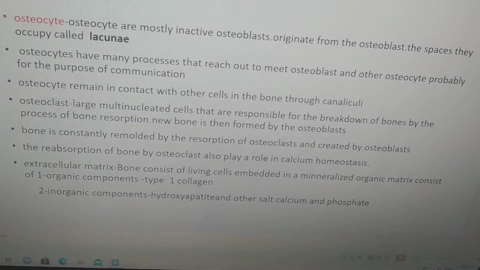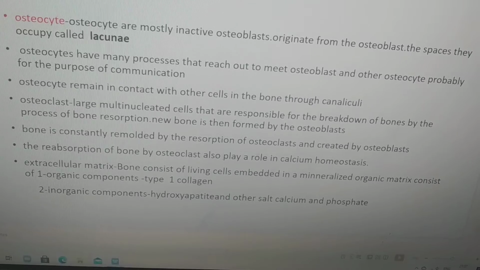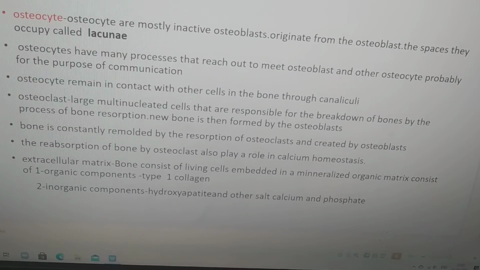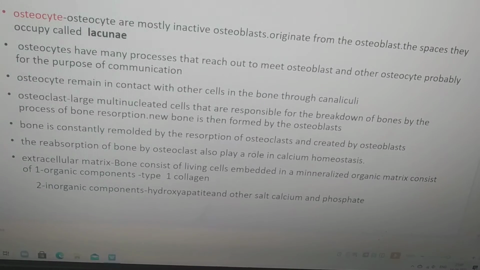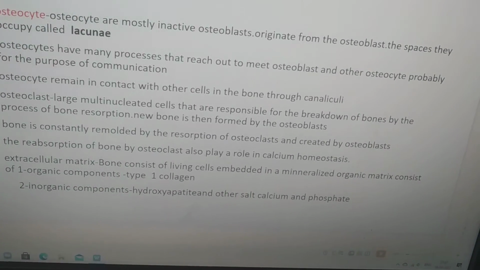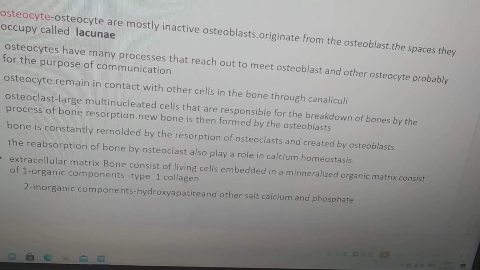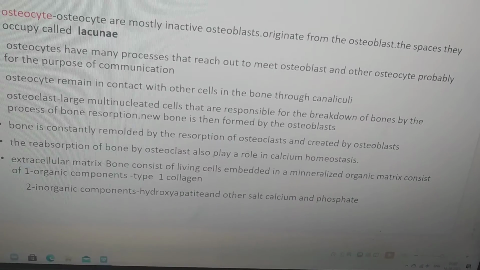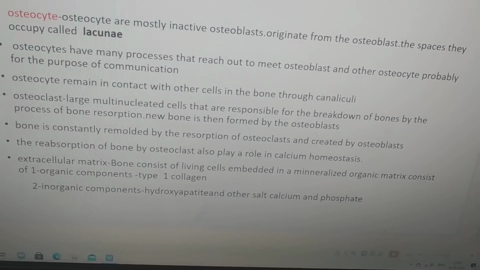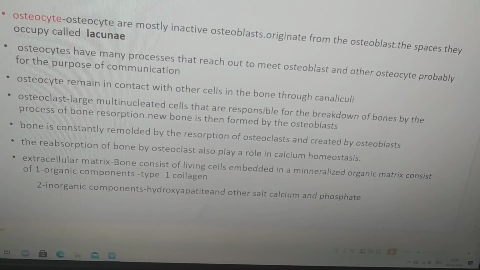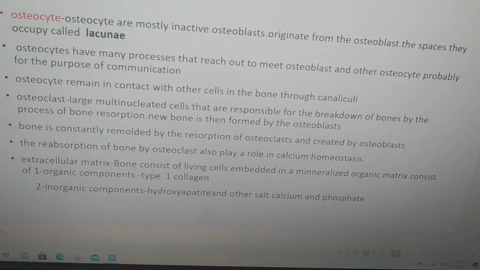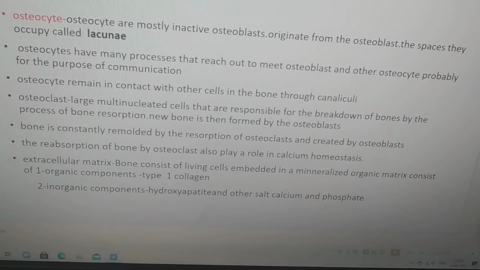Osteoclast. We learned about the osteoblast, then osteocyte, and now osteoclast. It is a large multinucleated cell, while the osteoblast is a mononucleated cell. Osteoclasts are responsible for the breakdown of bones by the process of bone resorption. New bone is then formed by the osteoblast. Bone is constantly remodeled by the resorption of osteoclasts and creation by osteoblasts. The resorption of bone by osteoclasts also plays a role in calcium homeostasis.